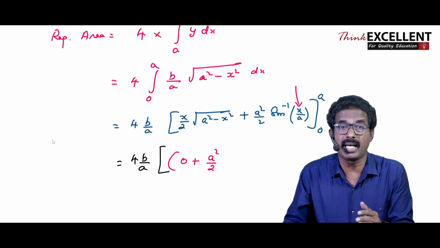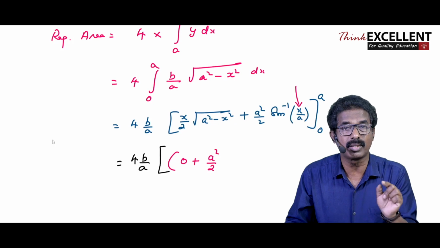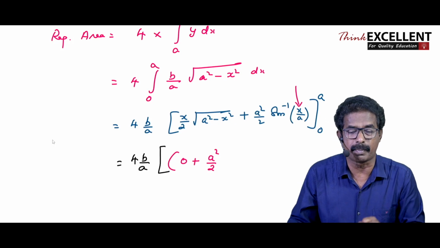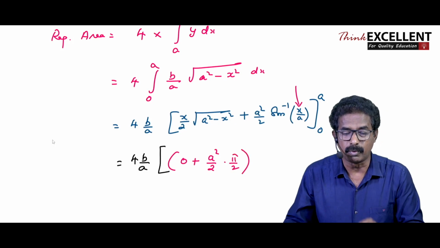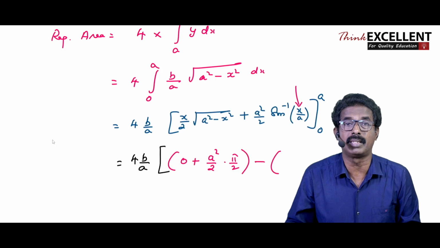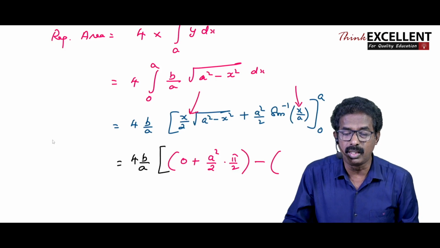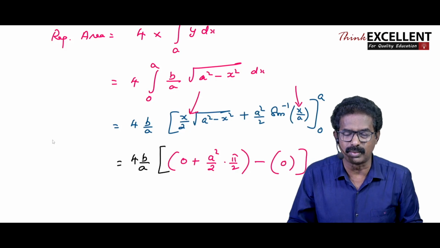So a by a is 1. Sin inverse 1. Ask a question, sin of which angle is 1? 90, that is pi by 2, right? Into pi by 2. Okay, now have we given the upper limit? Now you put a minus sign. Now give the lower limit. You give 0. When you give 0, it is 0 into something. Sin inverse 0 is also 0. So totally it is 0.